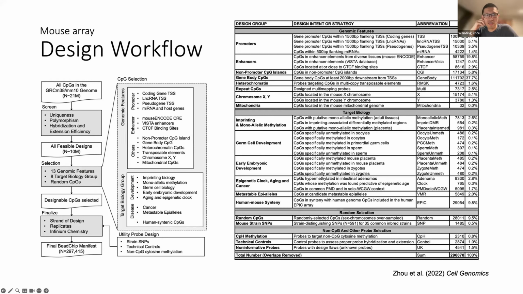Sure. The short answer is it's one array. So there are different selection groups for probes on that one array, and a lot of these selection groups overlap. It's not that they are completely mutually exclusive CpG sets, so you can see that the numbers don't add up to the total number, since overlaps were removed. The second question, the human-mouse synteny. Although mouse is quite remotely related to human, it's one of the most extensively used model organisms to study human disease.